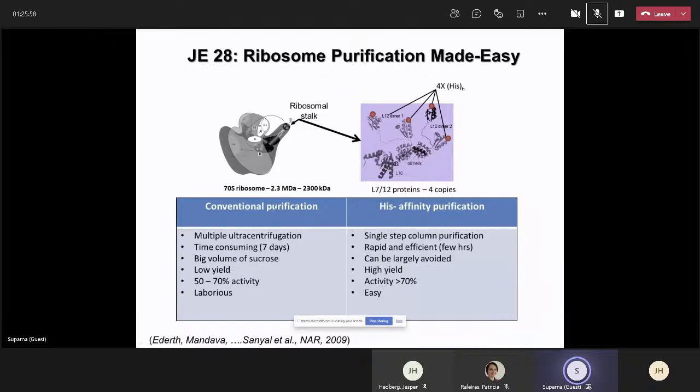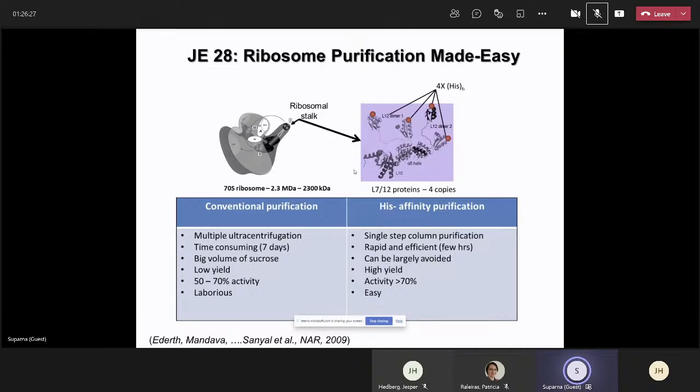The conventional purification, since it has multiple steps of ultracentrifugation and so on, the yield is actually pretty low. We have noticed that we get a maximum of maybe 40 to 50% of ribosomes extracted by the ultracentrifugation method. Whereas with the affinity purification, since it's very fast and very robust, you can get 80 to 90% of all ribosomes in the cell extracted.